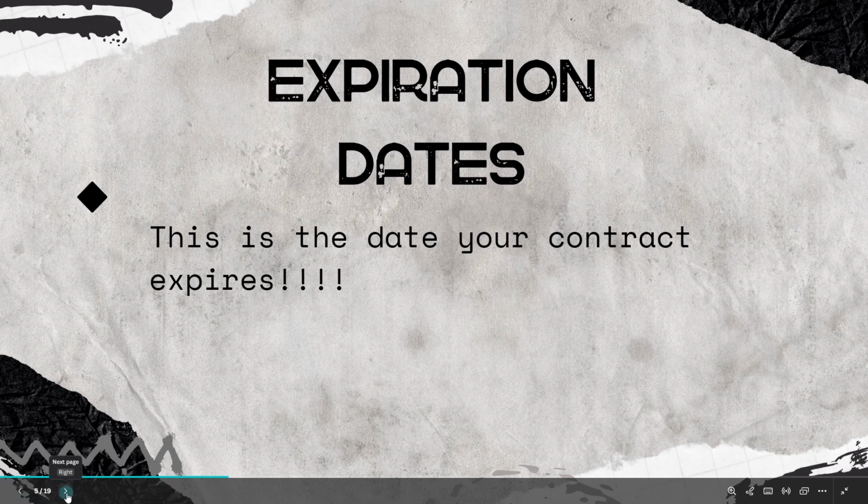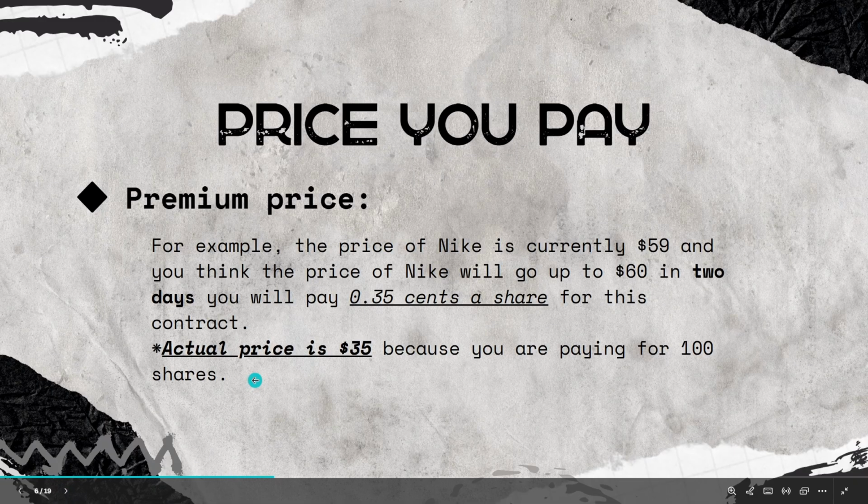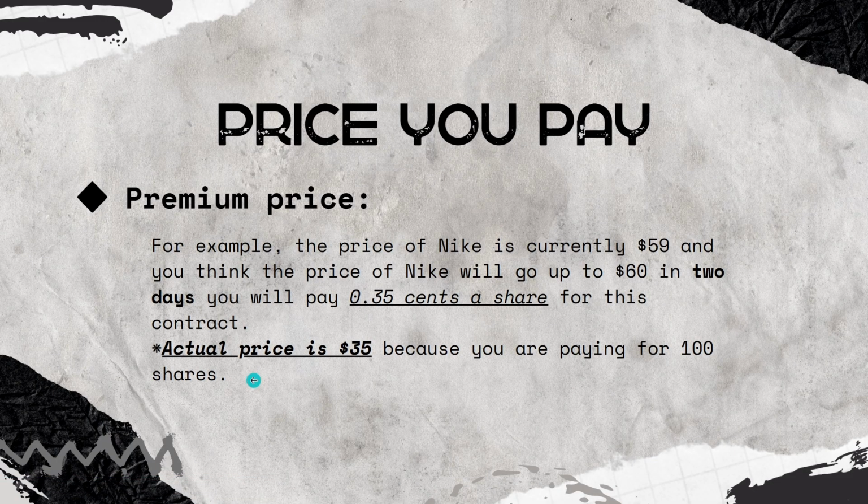So this is something that you have to be in front of your computer screen and looking at the price action of the stock. We're going to use Nike for example. So let's say the price of Nike is currently at $59. You think the price of Nike is going to go up to $60, let's say in 2 days. And you're going to pay 35 cents a share. Let's say this contract costs 35 cents a share. So you're really paying $35 for this contract, because for every options contract you buy, you have to times the price that they show you by 100. And I'm going to show you. We're just going to take a look at this, all right?